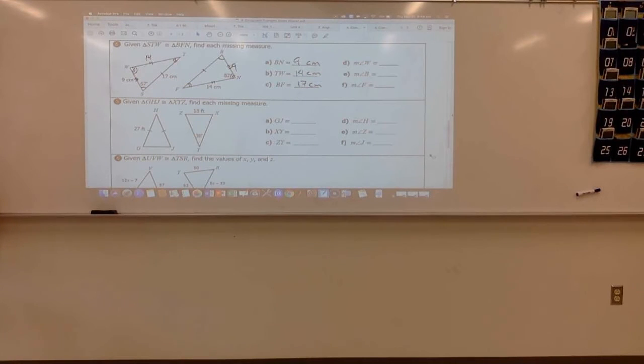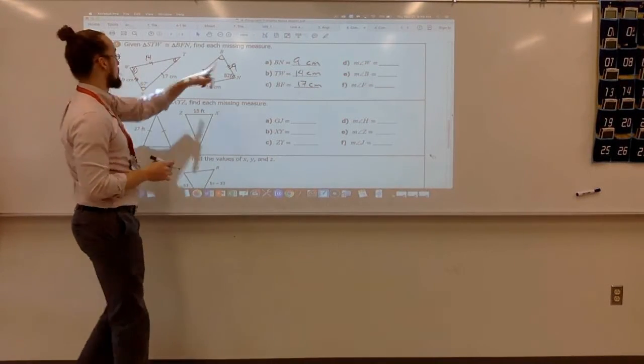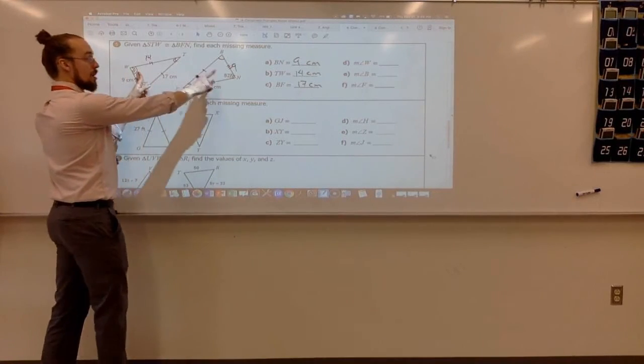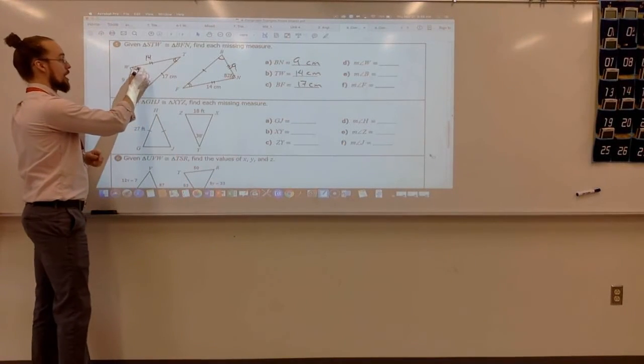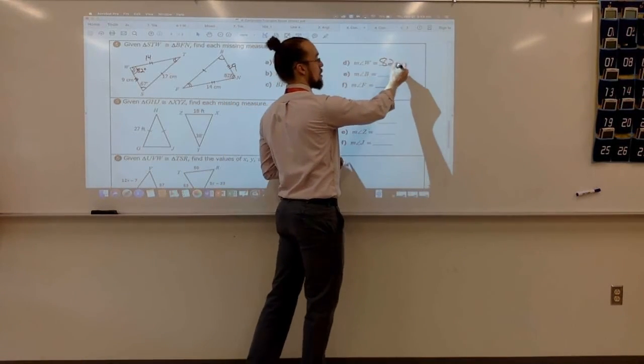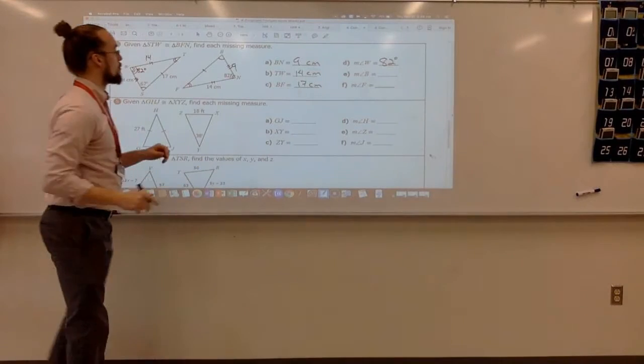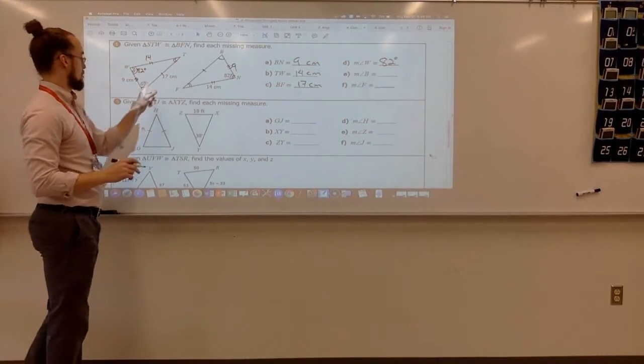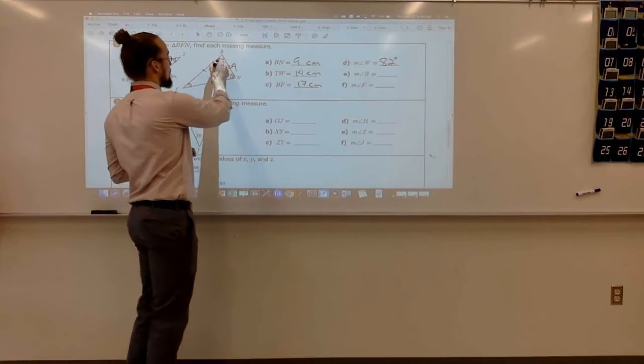Now I want to do the same thing with my angles. I want angle W. I don't have that, but I know that's the same as angle N. So that's 82 degrees. Now I want angle B. That's going to be 67.